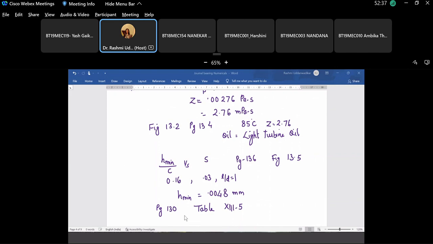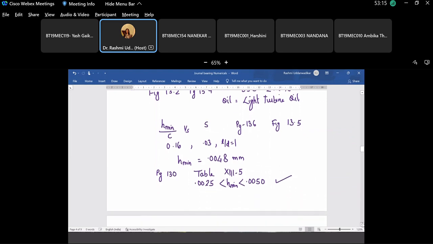For finely bored bush or brasses and polished shaft, the minimum value has to be 0.0025, which means H minimum should be greater than this. Desirable is 0.0050. So if our H minimum is in this range, greater than this, around this, it is hydrodynamic lubrication. So we are getting quite close to 0.005. So this is very much satisfying hydrodynamic lubrication. You must write down this satisfies hydrodynamic lubrication case.